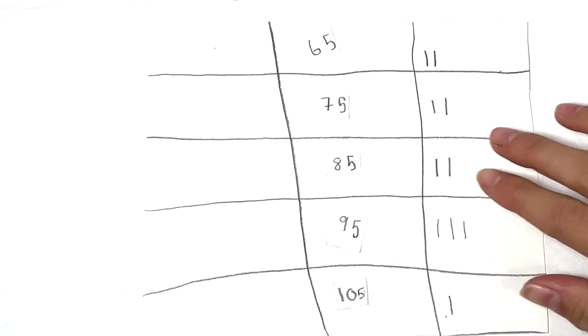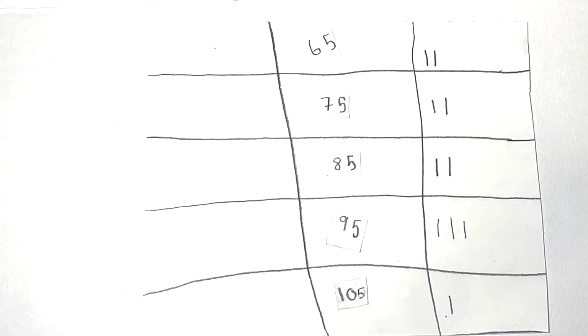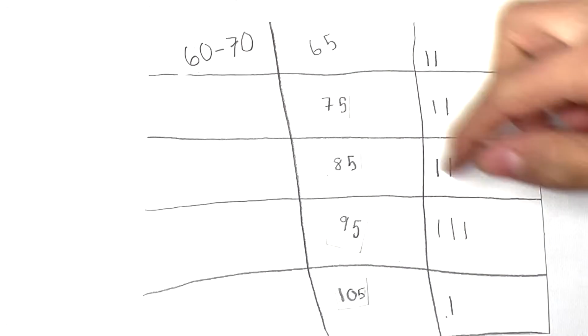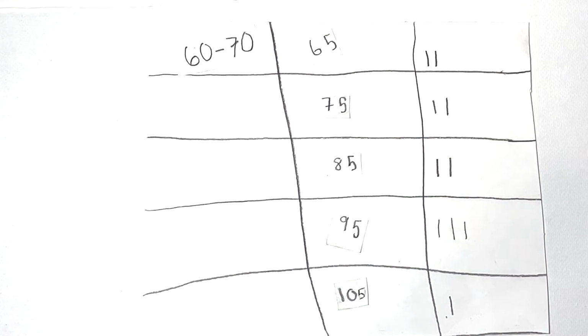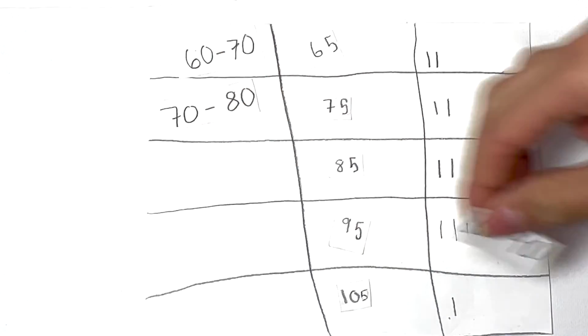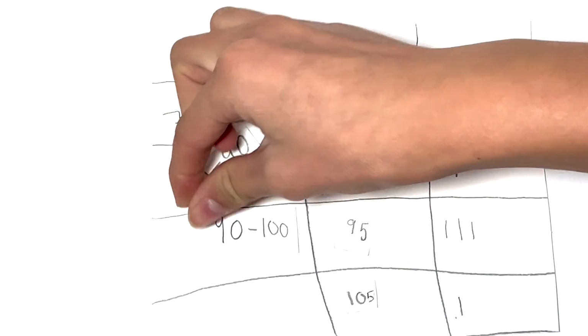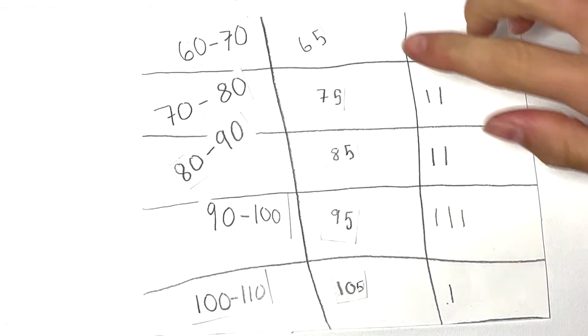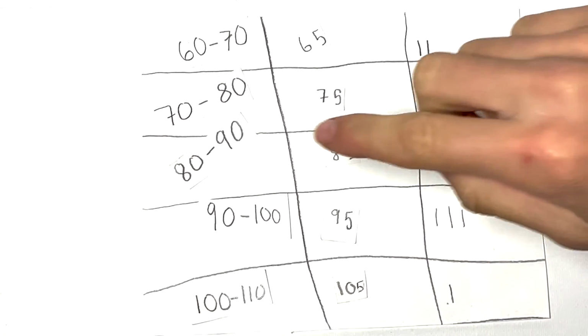The first thing you would do would be to make a table to better visualize the data. In this case, we will have bin intervals of 10. So your table may look like this: 60 to 70, 70 to 80, 80 to 90, 90 to 100, and 100 to 110. Remember, if your data point falls between bins, then you round the number up.